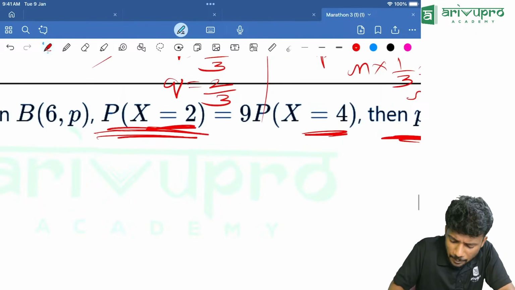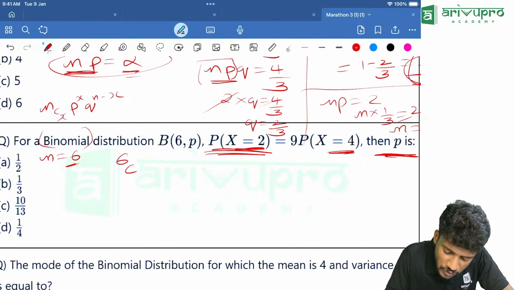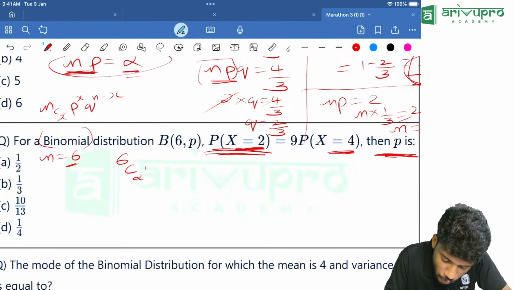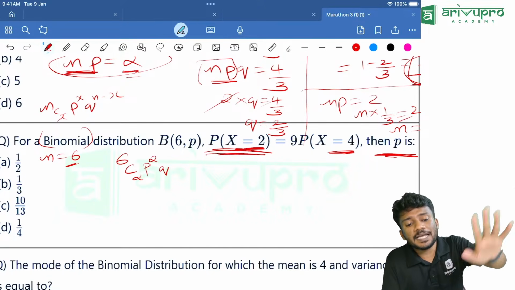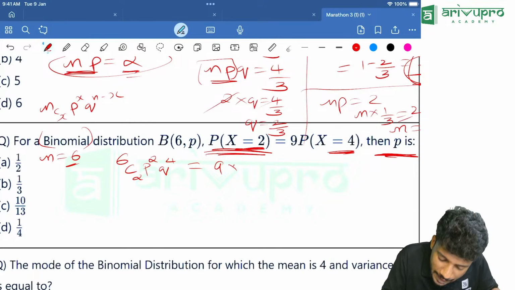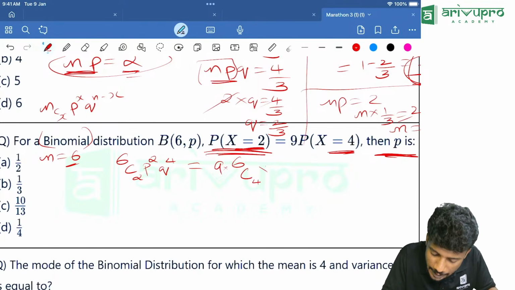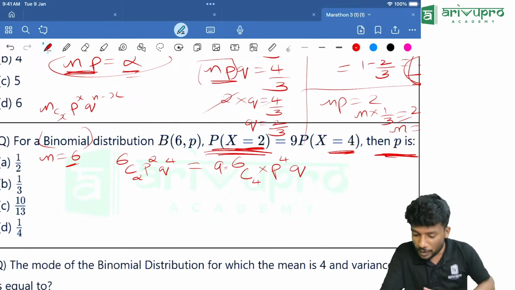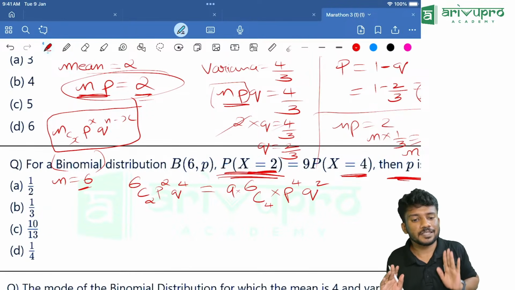Now how to do this? People, here I am applying the formula nCx. The n value is 6. So I can write it as 6C2 into p raised to 2, the x value, into q raised to n minus x. That means 6 minus 2 is 4. Which is equal to 9 into 6C4 into p raised to 4 into q raised to 6 minus 4, which is 2. This is the general formula. Whoever is not getting it, always think about the general formula.